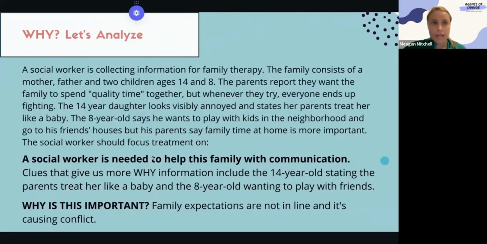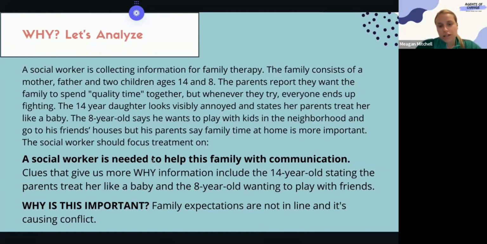So let's analyze this one particularly. Why is the help of a social worker needed? Because there's some sort of communication breakdown. They need some skills, or they are working towards a solution. So a social worker is needed to help this family with their communication. That's why they're here. There are clues that give us information that there's a breakdown.